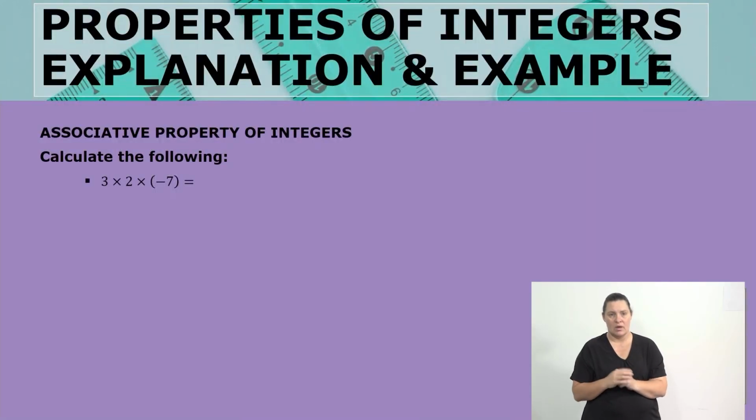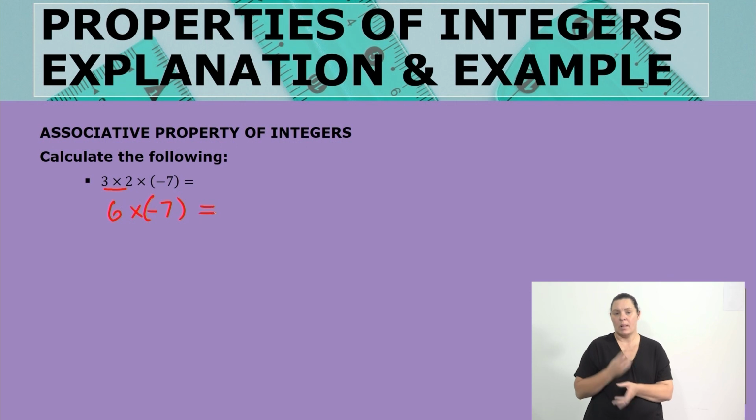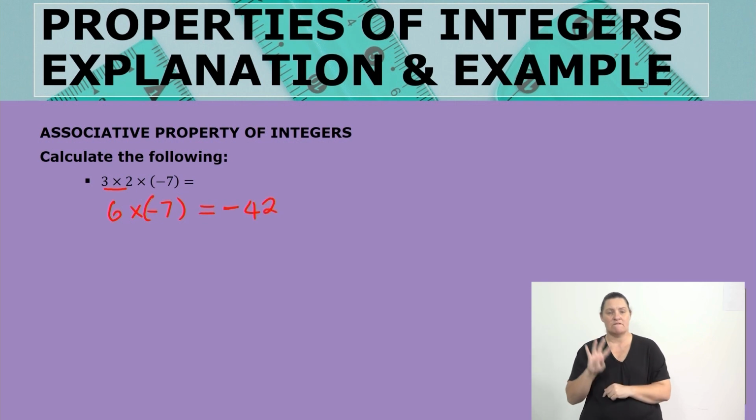Let's look at the associative property of integers. And remember, associative means we can group them together to make the calculation easier for ourselves. So there I have 3 times 2 times negative 7. And that we can start off by saying 3 times 2, which we know is 6. And we can later on multiply that by negative 7, which is going to give us a positive number and a negative number. It's going to give us a negative result. And 6 times 7 is 42.